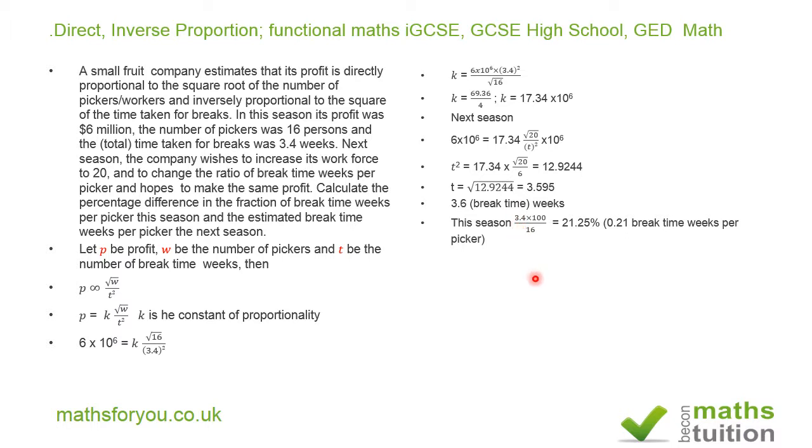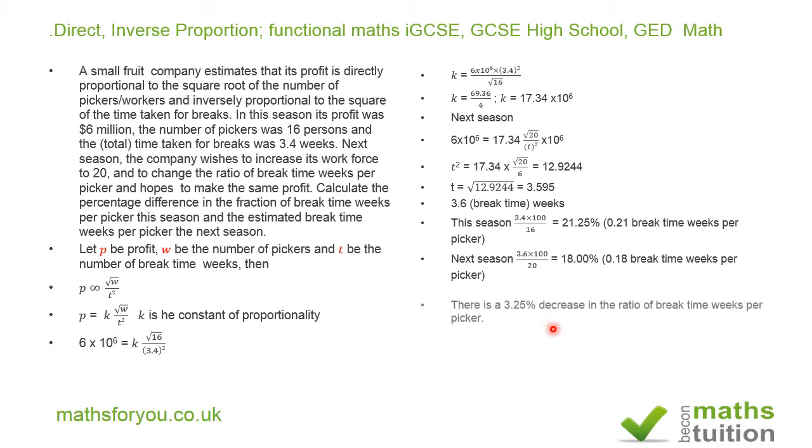Now for this season, 3.4 times 100 divided by 16, because 3.4 is the break time weeks for this season and 16 is the number of workers, gives 21.25% per worker. In other words, 0.21 break time weeks per picker this season. Next season, this ratio becomes 18%, equivalent to 0.18 break time weeks per picker, in order to make the same profit. So that becomes a decrease of 3.25% in the ratio of break time weeks per picker.